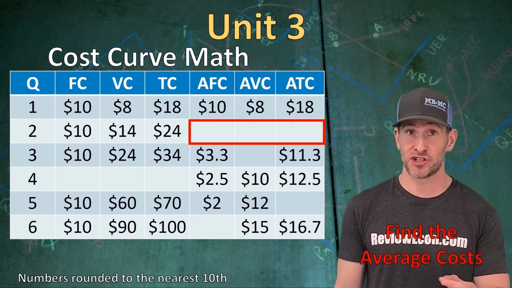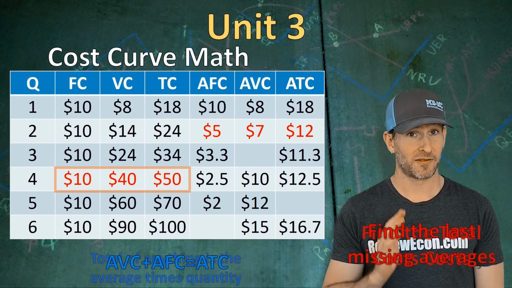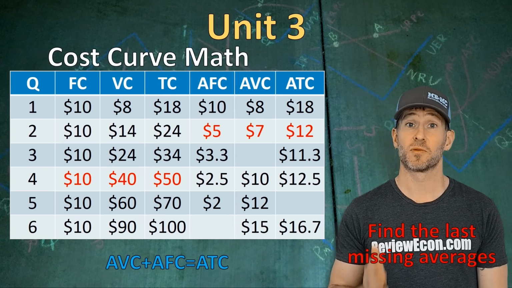Now let's work backwards and see if we can find our total costs from the averages. Remember that the total of anything is the average of that thing times the quantity. There are your numbers. Let's see if we can get 3 more. Remember, the average variable cost plus the average fixed cost will equal the average total cost. And there you have it. Those are your final answers. How are you doing?